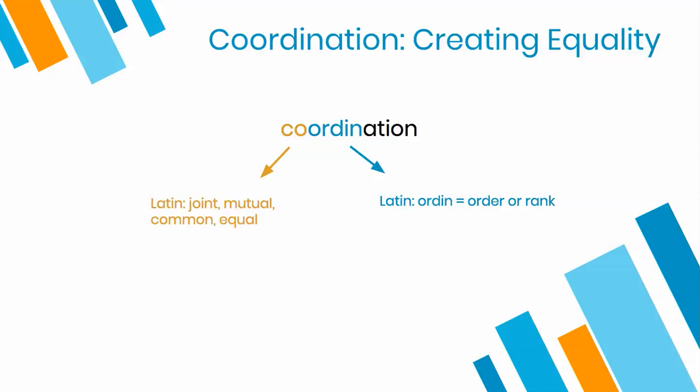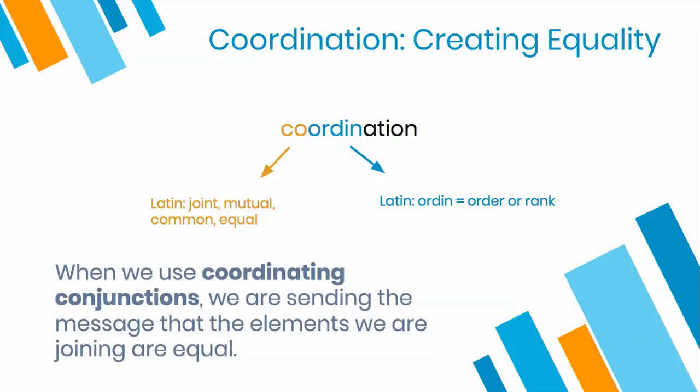Think about the word co-captain, right? They're two captains, but they're of the same rank. It's the same thing with coordinating conjunctions. When we use coordinating conjunctions, we are sending the message that the elements we're joining are equal. Remember that when you're writing, your job is to communicate your ideas as clearly as possible to the reader. You cannot expect your reader to be able to read your mind. So you have to be really careful about the words that you're using, and coordinating conjunctions are part of that.